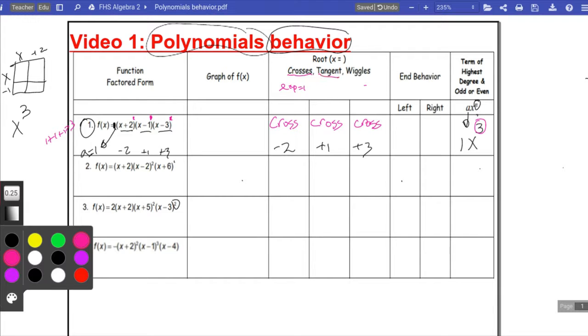Tangent only means parabola. Tangent is the same thing as parabola, meaning the U-looking shape. That would only happen if the exponent is 2. If I had any of them with the exponent 2, we would have a U-looking shape. Here's my favorite one, wiggle. The wiggle is when the exponent is 3. Then you have a wiggle.